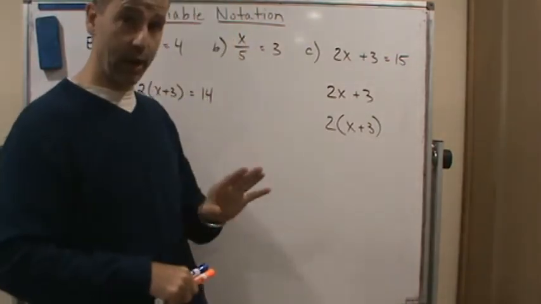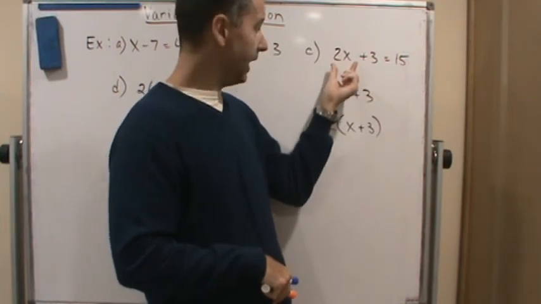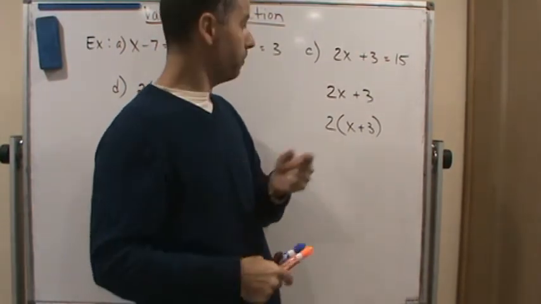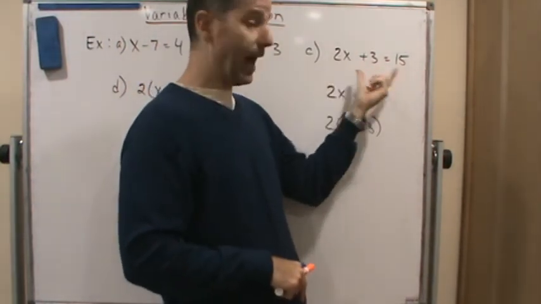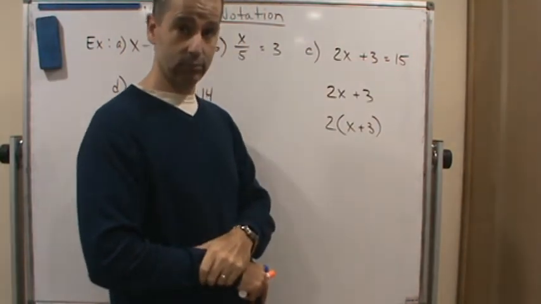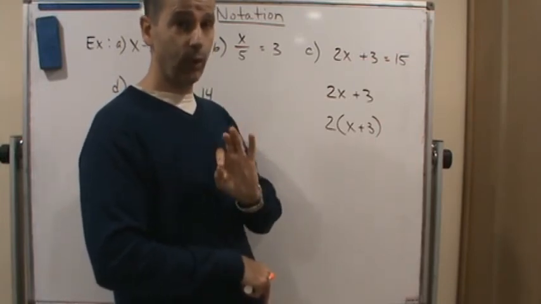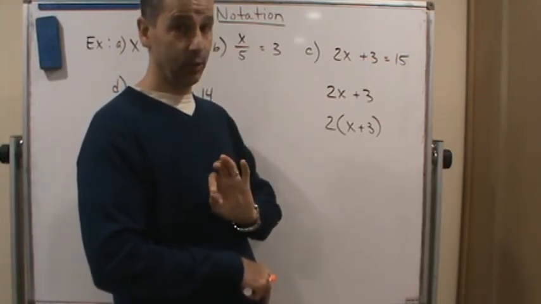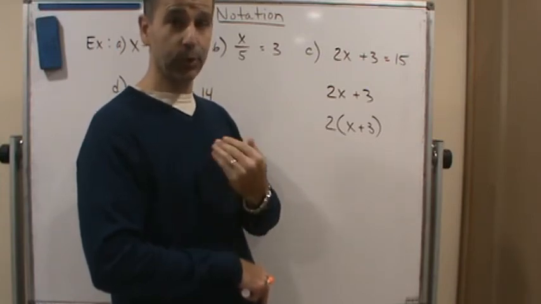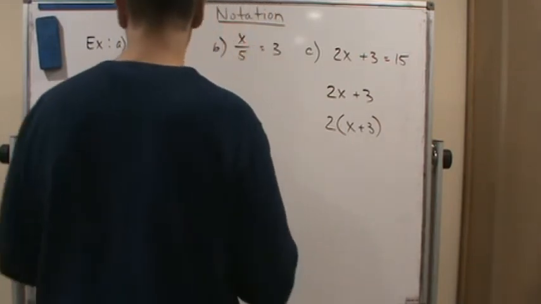So again, watch the way I phrased it. I said, if you take 2 times a number and then add 3 to that product, see what I said there? Then that sum will give me 15. So it's important that you phrase it accurately. You want to be concise, but you also want to be accurate in describing what's going on. Okay? So again, just be careful with that.